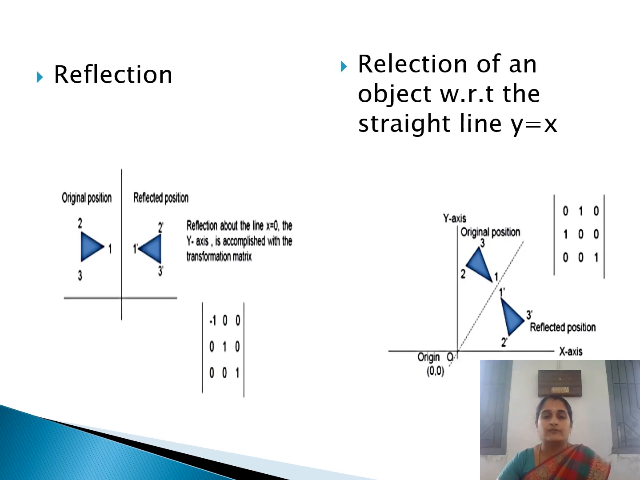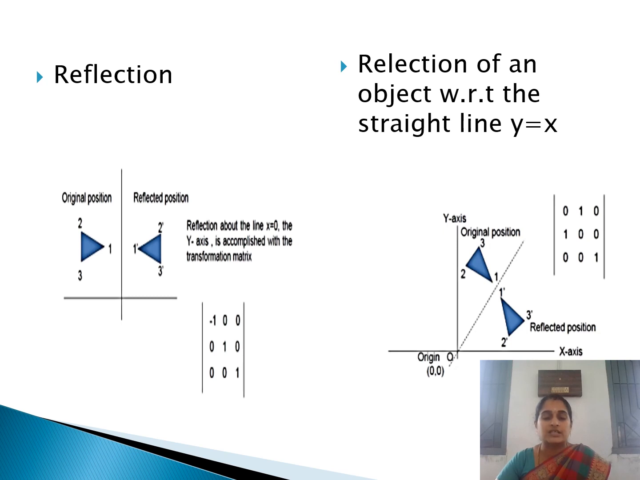Here, the same reflection is shown with the y-axis and xy axis. The left diagram shows the reflection about the y-axis, so that the value of x is equal to 0. The diagram represents the original position 1, 2, 3 on the left side and the reflected position 1 dash, 2 dash, 3 dash on the right side. This reflection is done only in the y-axis.